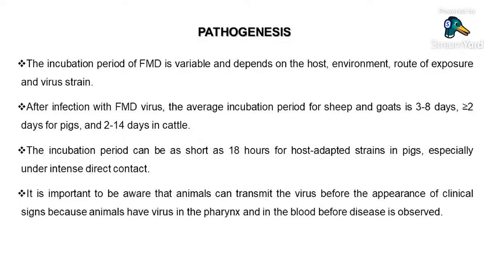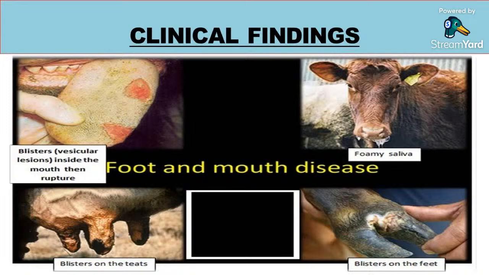It is important to be aware that animals can transmit the virus before the appearance of clinical signs, because the virus is present in the pharynx, and it comes outside of the body through the excretions and secretions before the appearance of clinical signs. Now, the clinical signs are the occurrence of blisters or vesicles inside the mouth cavity.